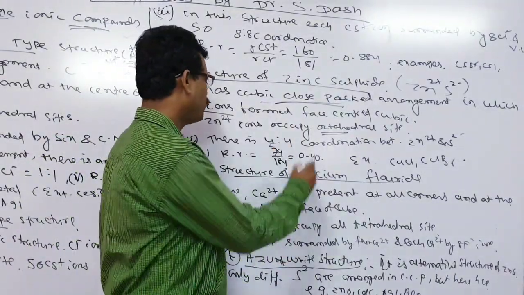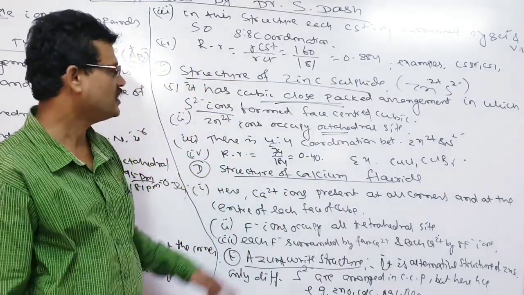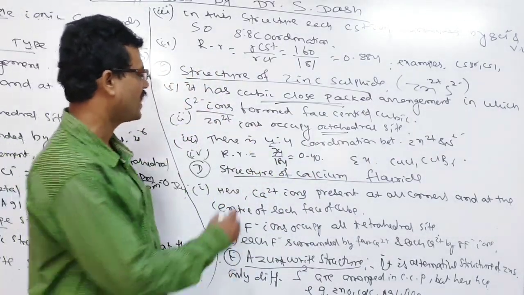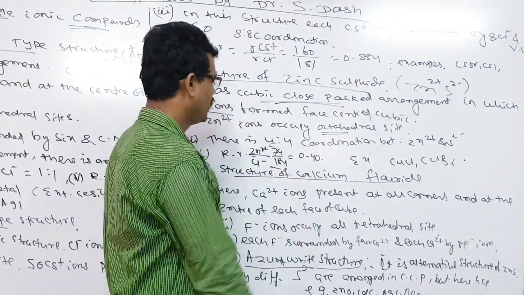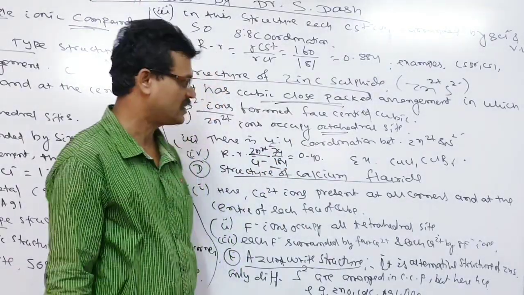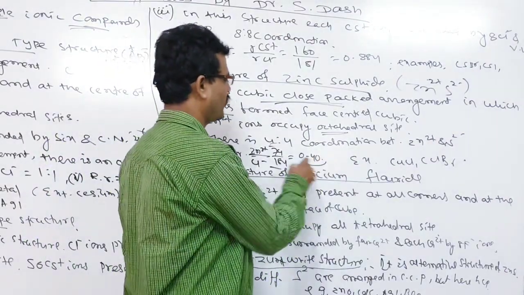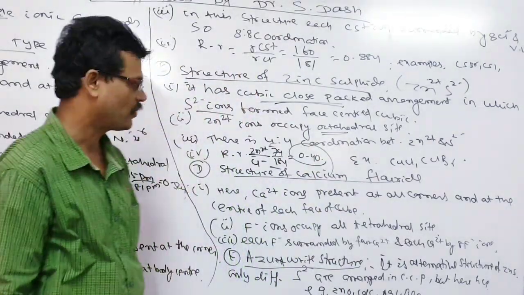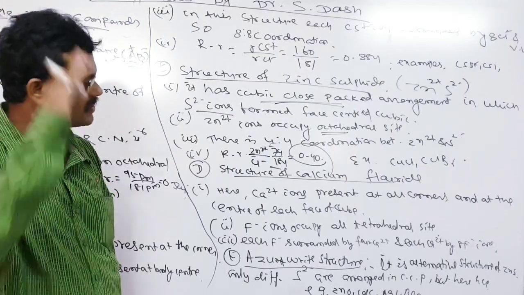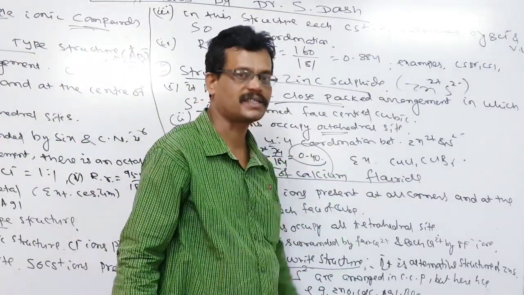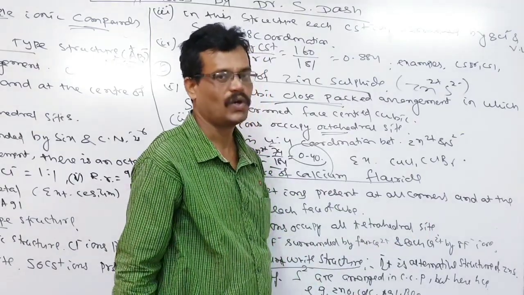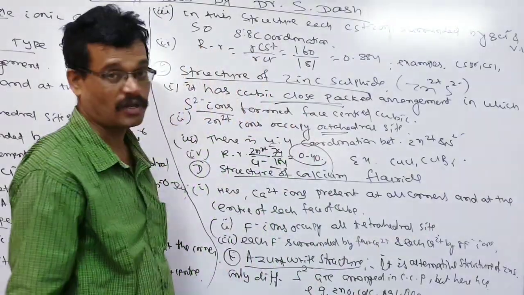Next, the radius ratio. The radius of the zinc ion is found to be 74 and the sulfide ion is found to be 181. So this belongs to the range of 0.40. Examples of this structure are copper chloride and copper bromide. These structures follow the zinc sulfide structure.